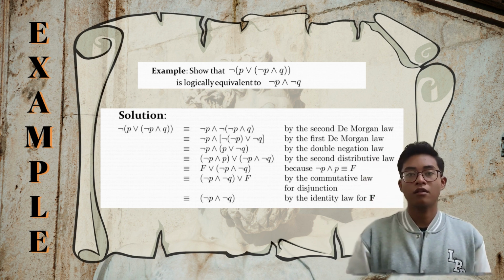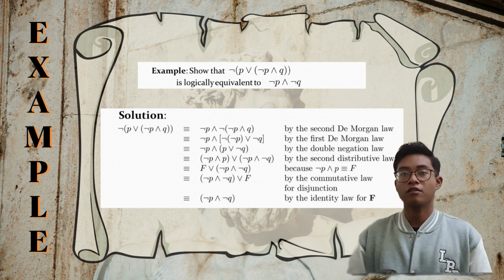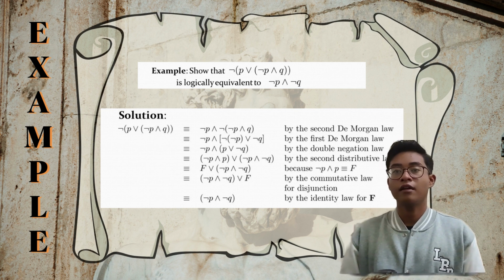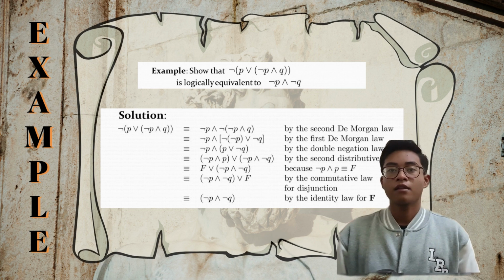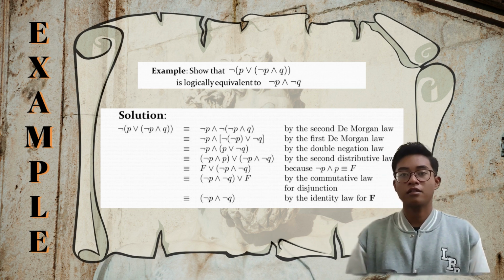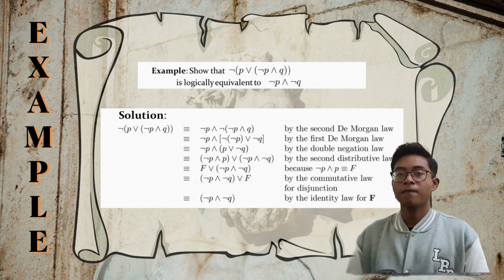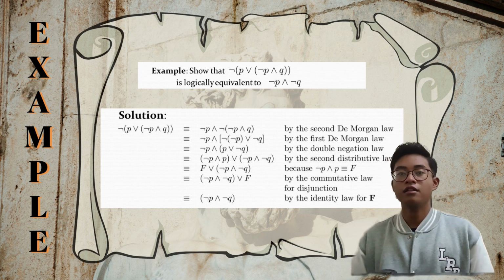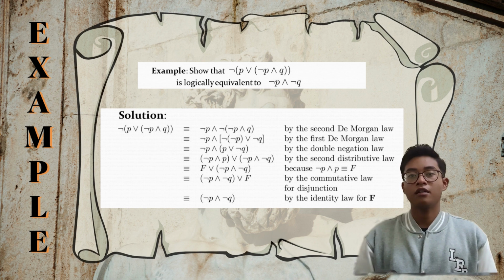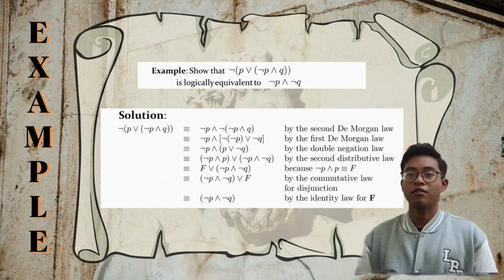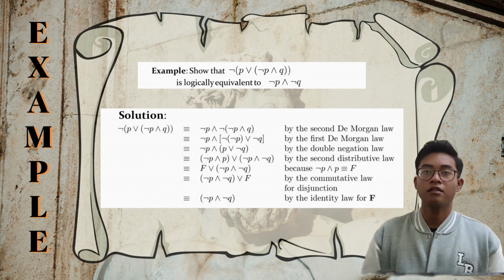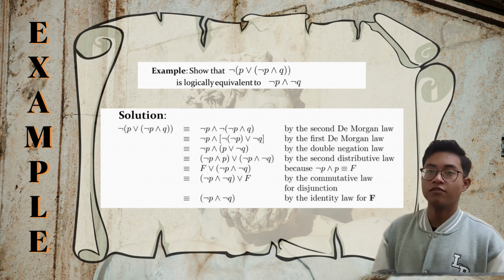F or negation of P and negation of Q, because the negation of P and P equals F. Negation of P and negation of Q, or F, by the commutative law for disjunction. And lastly, negation of P and negation of Q by using the identity law for F. So it is logically equivalent.